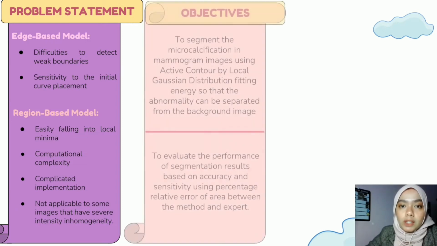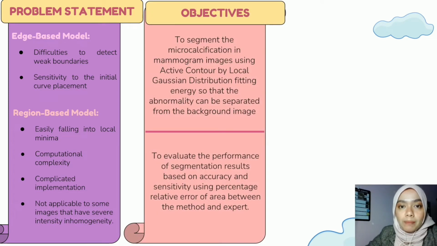Next is the objective. The first objective is to segment the microcalcification in mammogram image using the active contour by local Gaussian distribution fitting energy so that the abnormality can be separated from the background image. The second objective is to evaluate the performance of segmentation results based on the accuracy and sensitivity using the percentage relative error of area between the method and the expert.